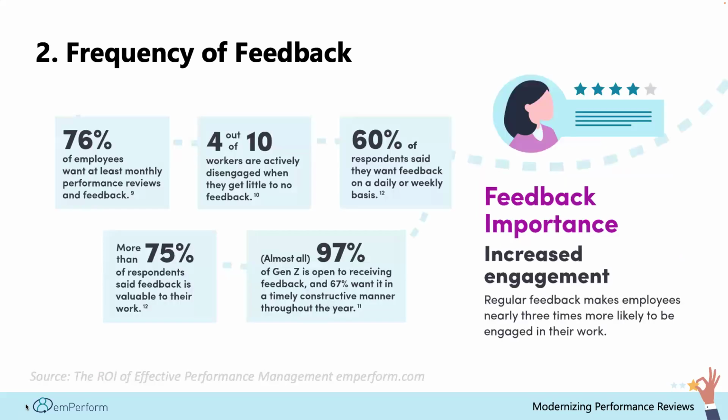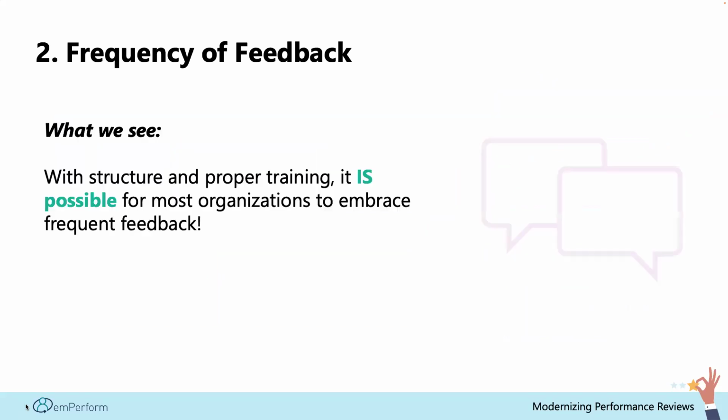So, we know there's stats out there that are important. We know 76% of employees want at least monthly performance feedback. 4 out of 10 workers are actively disengaged when they don't get feedback. 60% of respondents said they want feedback on a daily or weekly basis. More than 75% said the feedback's valuable to their work. And 97% of Gen Z is open to receiving feedback, and 67% want it in a timely, constructive manner throughout the year. Takeaway: regular feedback makes employees 3 times more likely to be engaged in their work.